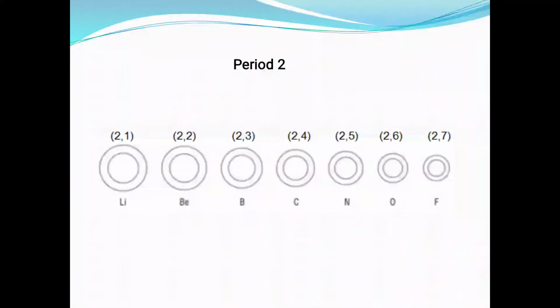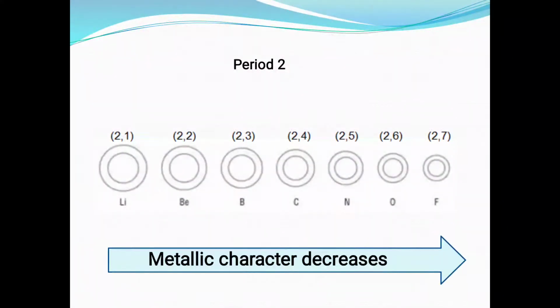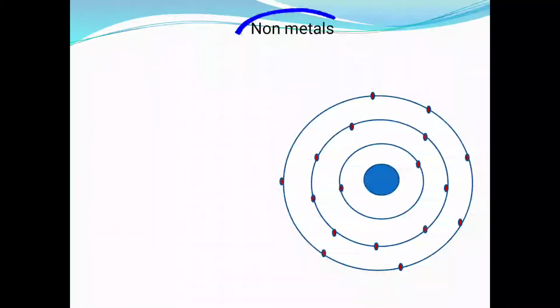So the easiness is reducing. As the easiness is reducing, the metallic character is also decreasing. Understand? So while moving across in the period, the metallic character decreases. Let's see about the non-metal.